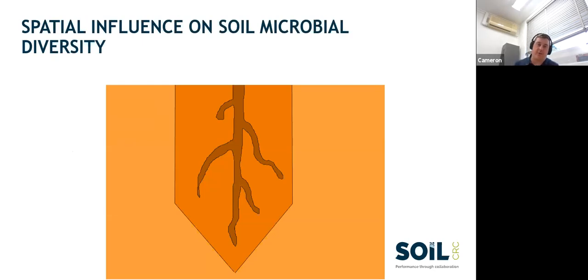So, spatial influence of soil microbial diversity. Depending on where you put your crops in, how big a root system your crop has, and also how close your crops are together, will influence the microbial diversity that you have. Within just a single plant in the soil, you have the bulk soil, which is on the outside, and that will have one certain type of microbes that only function with nutrients in the bulk soil.